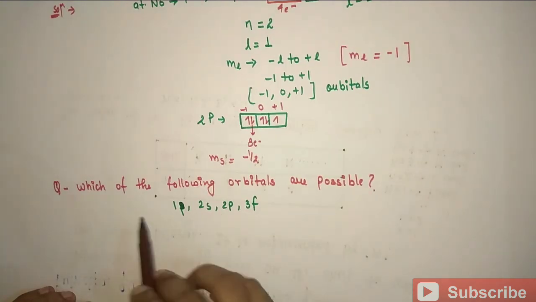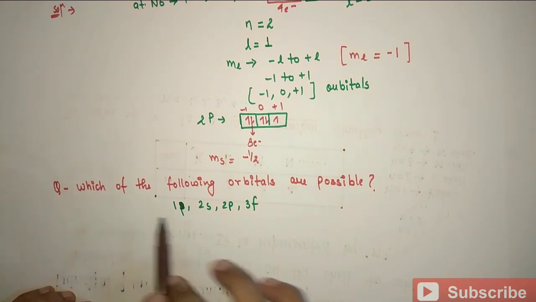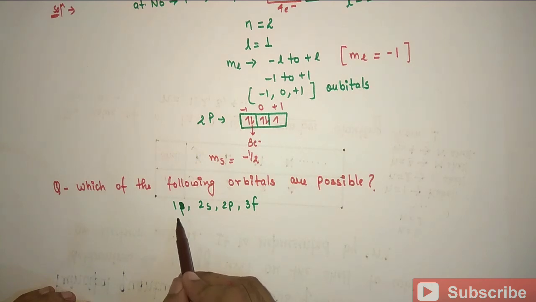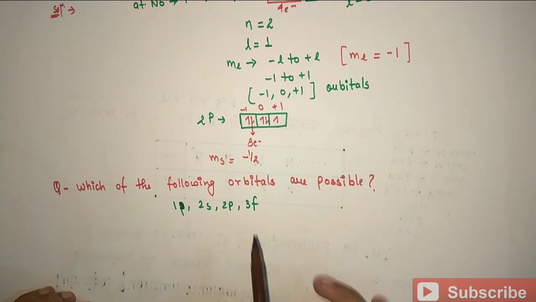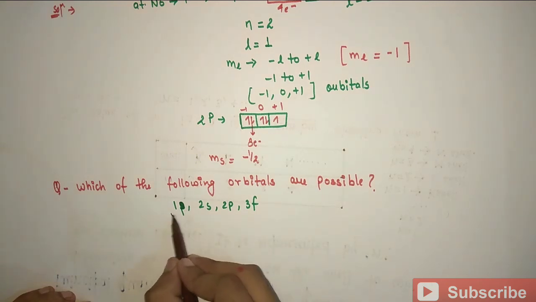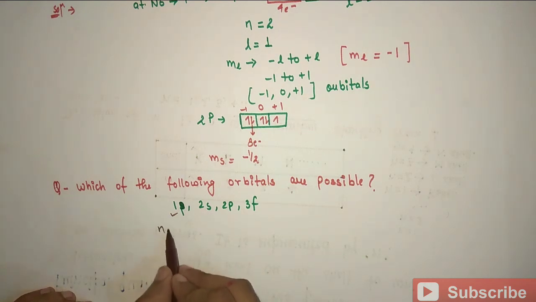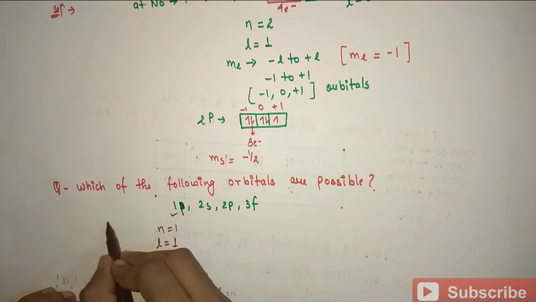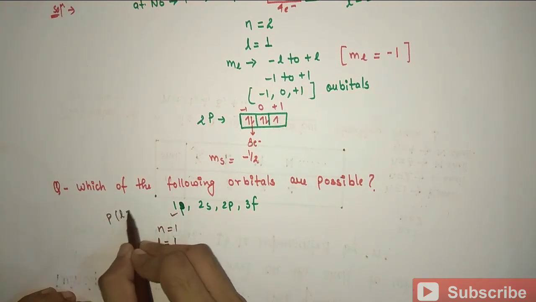Now the next question is which of the following orbitals are possible. We have been given 1p, 2s, 2p and 3f. Now let's check this 1p. The value of n is equal to 1 in this case, and L is also 1, since the value of L for p is equal to 1.